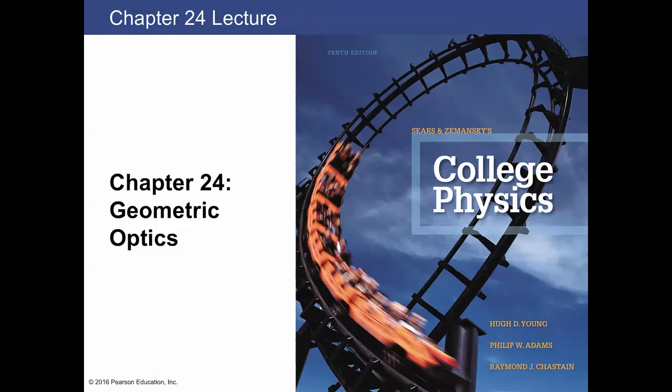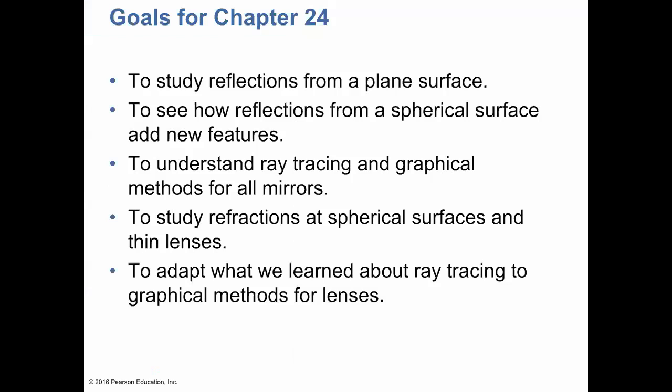Alright, so we have chapter 24 here, which is in geometric optics. Geometric optics allows us to pretty much solve the problems related to light interacting with things like mirrors and lenses. So that's what we're going to do. We study reflection from a plane surface, like a mirror surface, and reflection from spherical mirrors. Basically the first part of this chapter is on mirrors. We're going to look at flat mirrors or plane mirrors, and then curved or spherical mirrors.